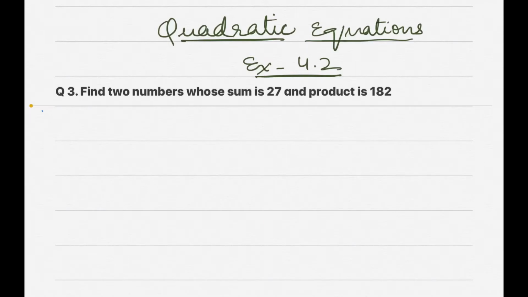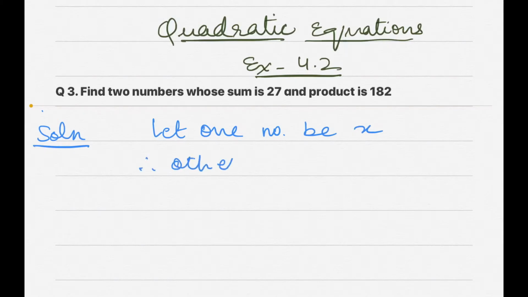Fine. So I can say my solution. I have to start here. So find the two numbers. Let one number be x. Therefore my other number will be 27 minus x, because the sum of the two numbers was 27. So if one number is x, the other number is 27 minus x.